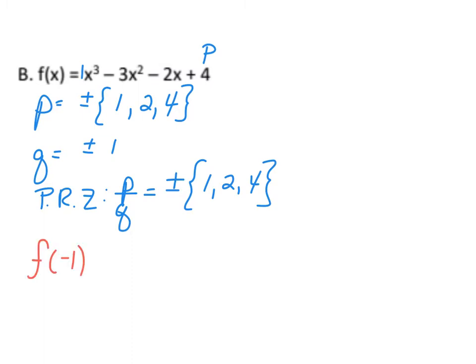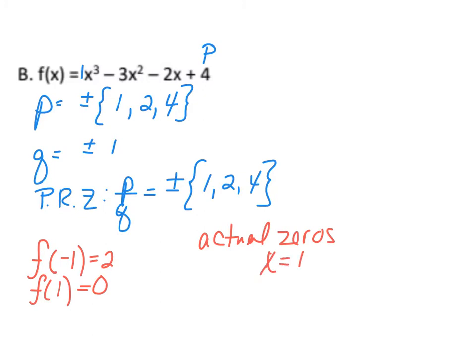So when I test -1, I get positive 2. So -1 is not a 0. When I try f of 1, I get 0. So my actual zeros, let's see, would be x equals 1. That's where it's going to cross the x-axis. If I try f of 2, I get -4. So that is not a 0.